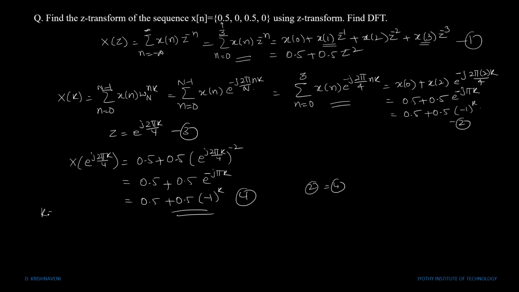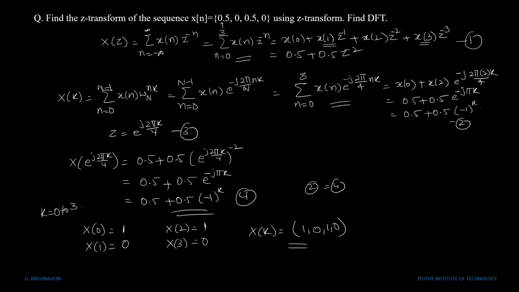So you have to substitute k equal to 0 to 3. When k equal to 0, minus 1 to the power of 0 is 1. So we will get 0.5 plus 0.5, that is 1. And when k equal to 1, that is X of 1 will be 0.5 minus 0.5, which is 0. X of 2, substitute k equal to 2. So minus 1 to the power of 2 is 1, so 0.5 plus 0.5 will get 1. And X of 3, minus 1 to the power of 3 is minus 1, so we will get 0. So we got X of k equal to 1, 0, 1, 0.